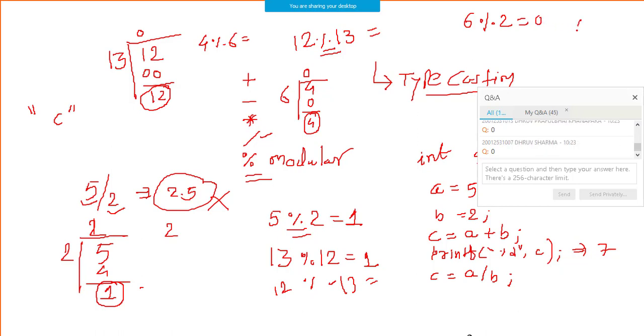Arey bhai, like this: 6 divided by 2. So 2 3s are 6. What is the remainder? Modulo, this will give a remainder, 0. I hope it is clear to everyone. Okay, right? So the modulo operator will give you the remainder.